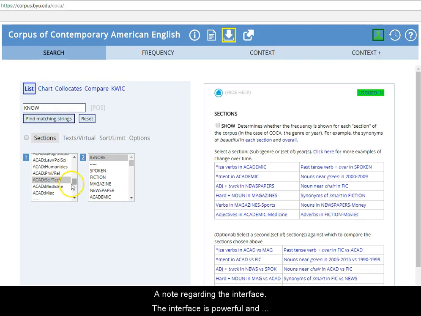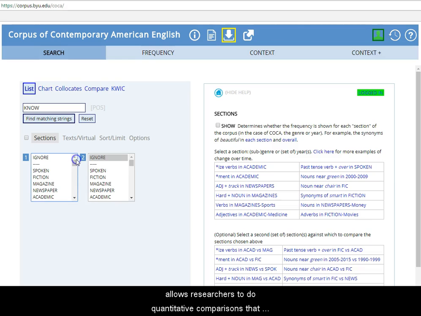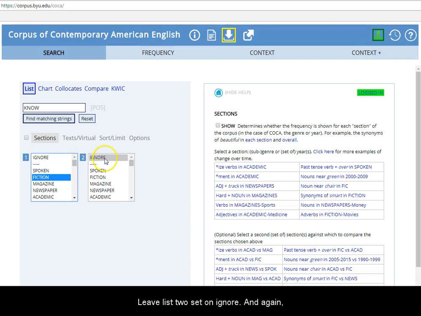A note regarding the interface. The interface is powerful and allows researchers to do quantitative comparisons that produce detailed results. This level of detail and analysis is great for linguistic students and researchers, but unnecessarily fine-grained for most language learners and instructors. So, when you would like to complete the searches I described above, you need only click on the Word sections, not the checkbox, and select 0, 1, or more genres from the list. Leave List 2 set on Ignore. And again, be sure not to click the checkbox. If you do, your results will appear different than those you see on my screen.